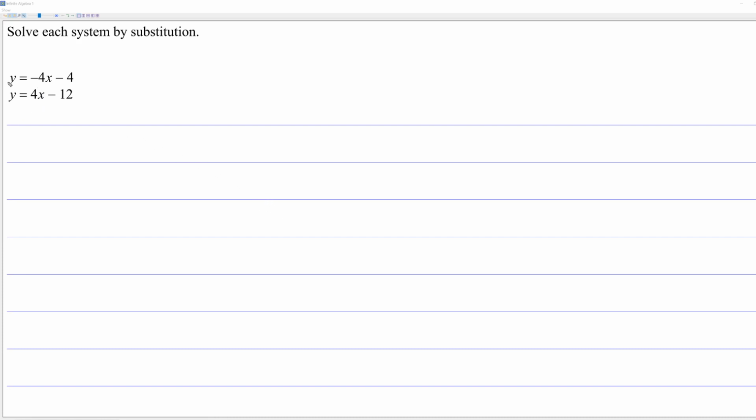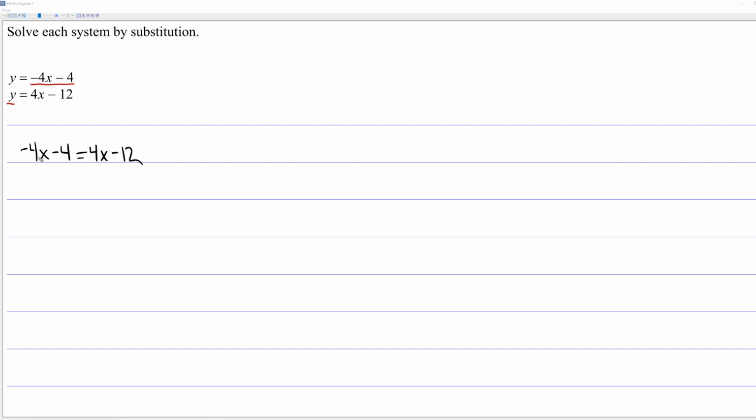We're literally going to take y equals negative 4x minus 4. So we know y equals this expression that I underlined, and we're going to substitute that into the other equation. The synonym replace works just as well. We're replacing this expression, which we know represents y, in the other equation. So we replace that y underlined in red with the expression underlined in red in that second equation. So now we have a simple equation with one variable.